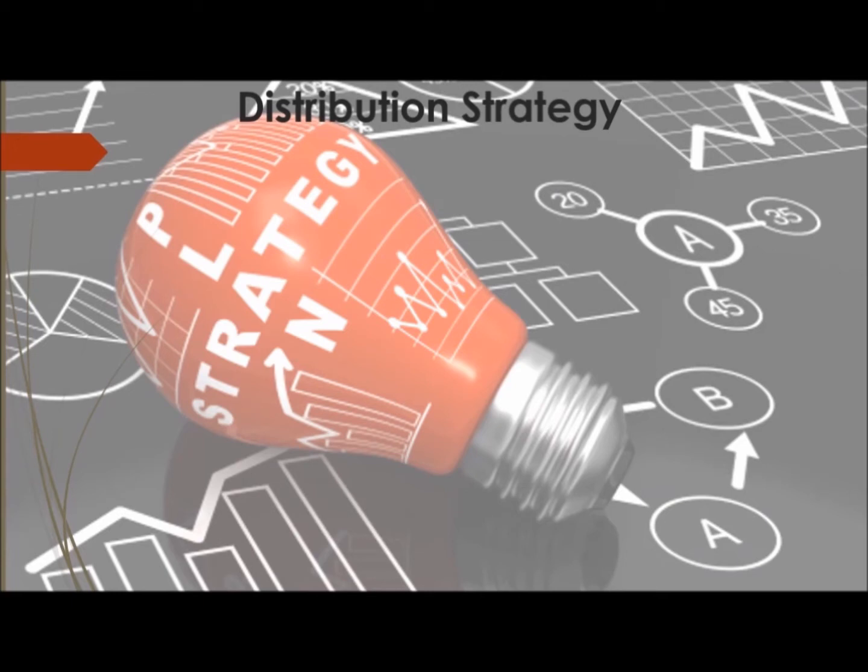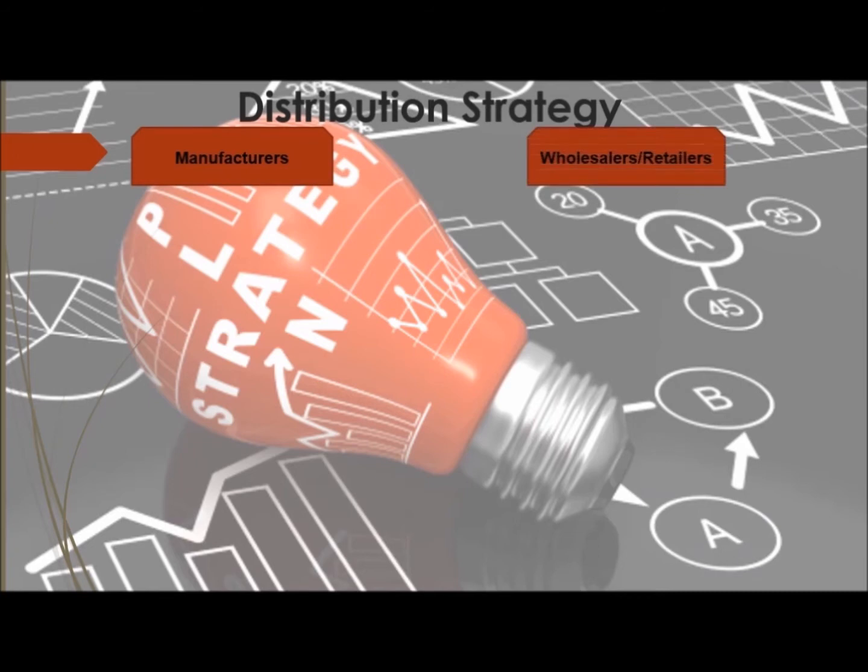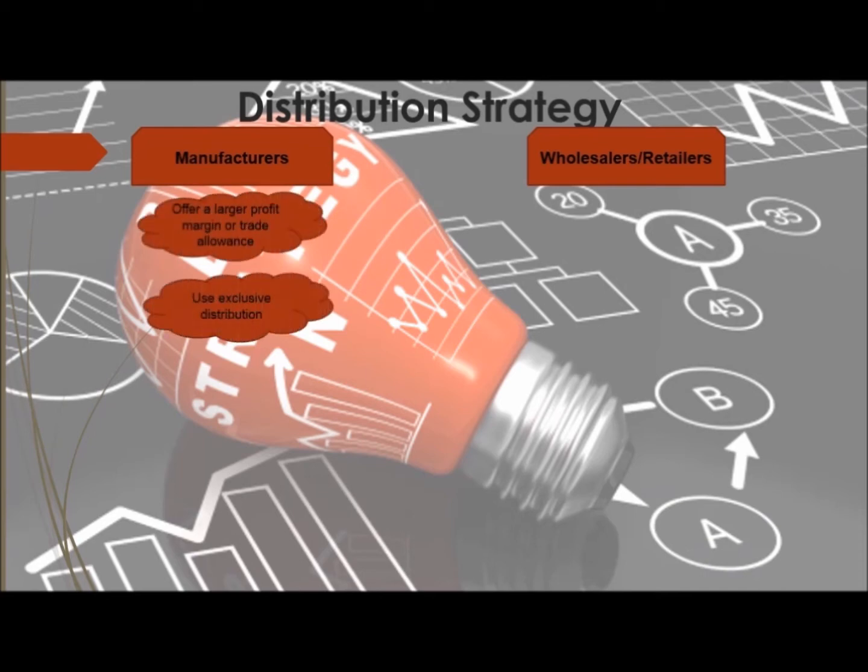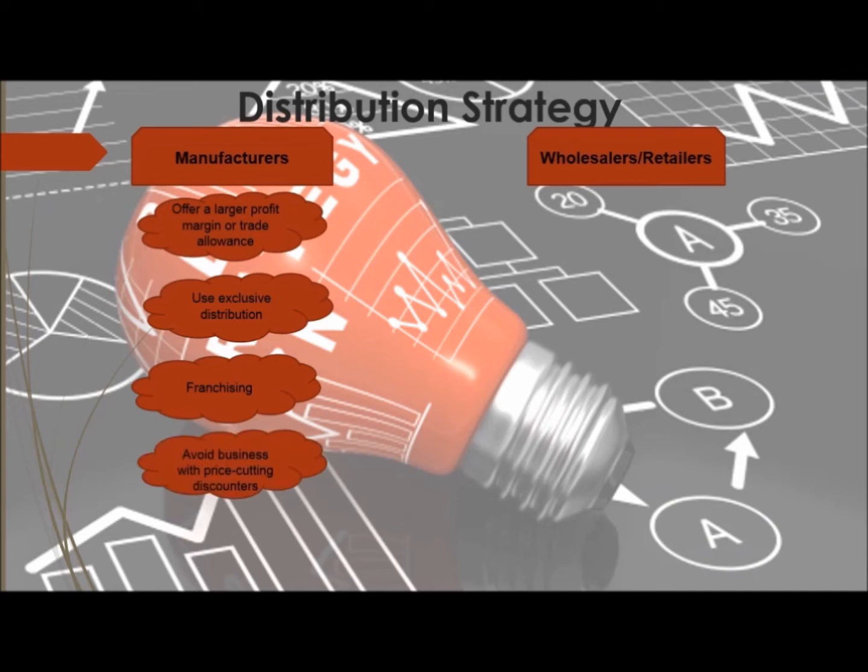Distribution strategy. It is divided into two, which is the manufacturers and also the wholesalers or retailers. For manufacturers, they offer a larger profit margin or trade allowance. They also use exclusive distribution. Then, manufacturers also open a lot of franchises, that is called franchising. Manufacturers also avoid business with price-cutting discounters. And the last one, they also develop brand loyalty.